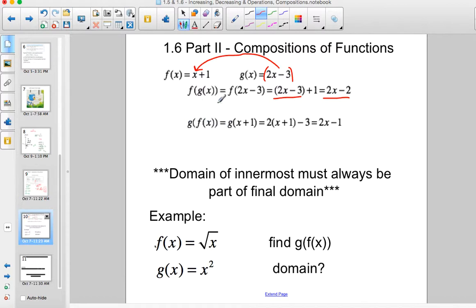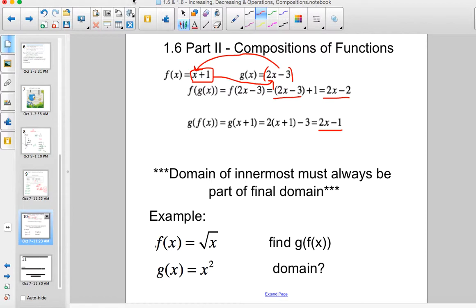You do it the other way around. You're plugging in the entire f of x into that x here, which is what you see here, 2 times x plus 1, and then minus 3. Distribute it out, you're going to get 2x minus 1, right? Now here's the only thing. The domain of the innermost function must always be part of the final domain.